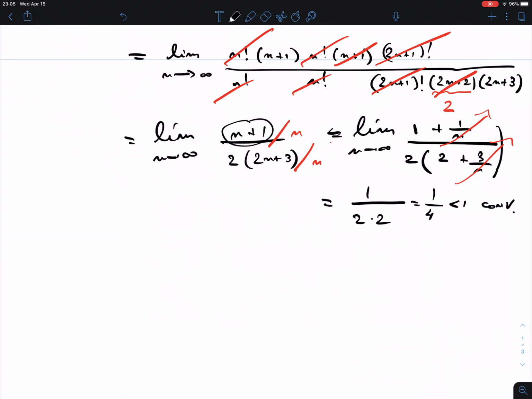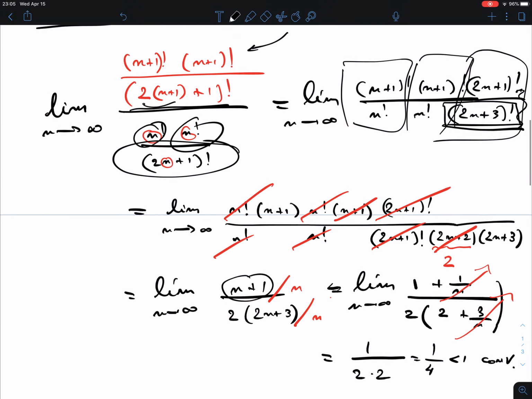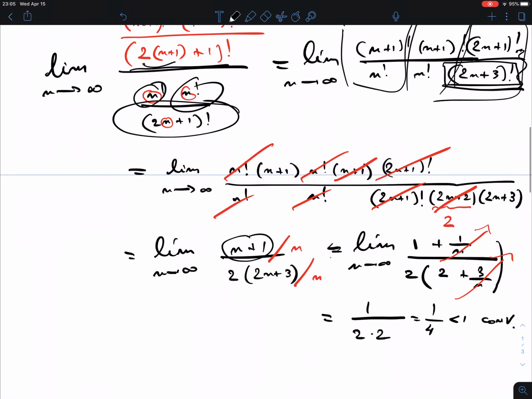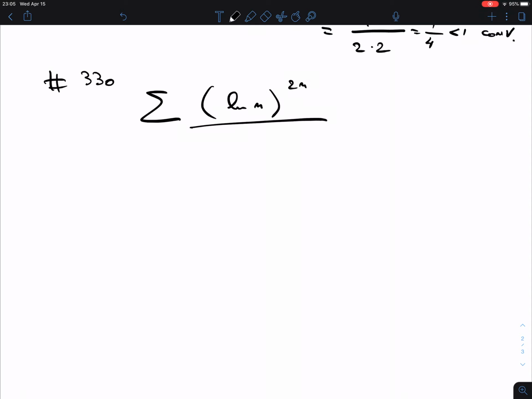Okay? So that's how you deal with factorials. And so I did assign also, I think 330 is an example, just to have one, of the root test. And so why is it a root test? Well, let me write down the example, then I'll explain why it's a root test. So it is the summation of ln of n to the power 2n, divided by n to the power n.